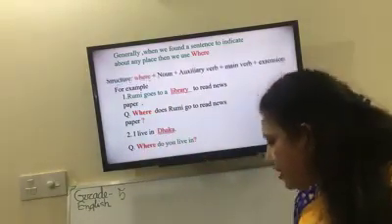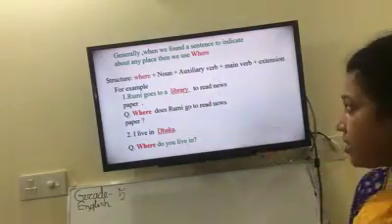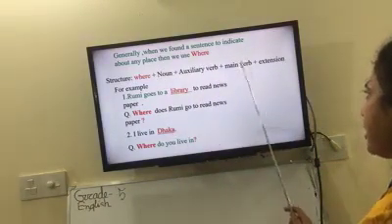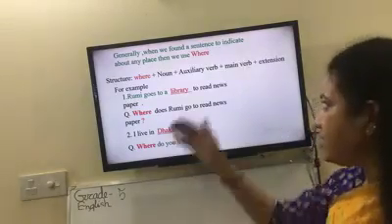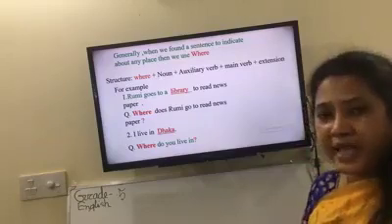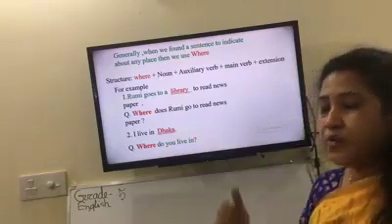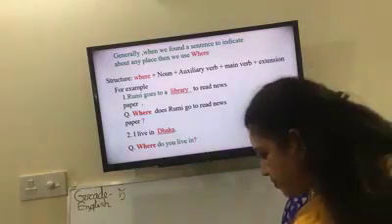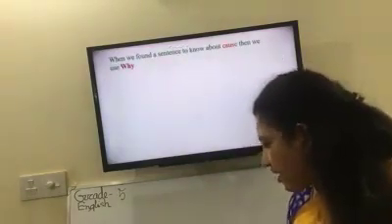Now, go to the structure. This is the structure: where plus noun plus auxiliary verb plus main verb plus extension. This is the structure for where. When you find any sentence with a place, you have to ask, and instead of the place, you have to write where. Let's have a look at another.